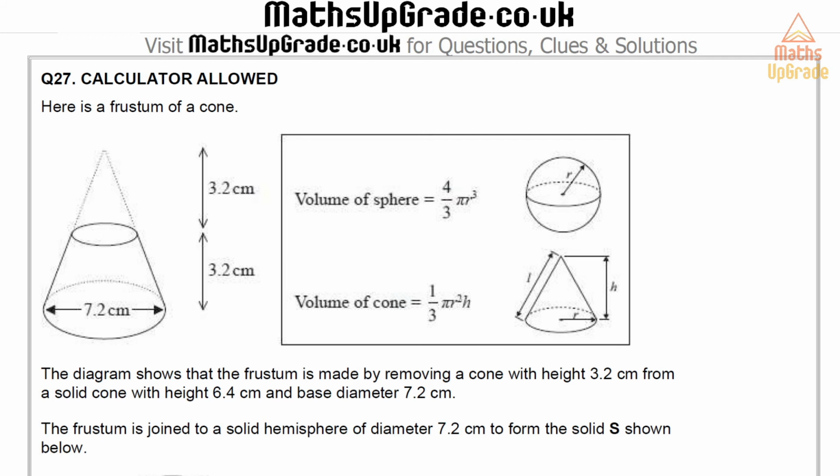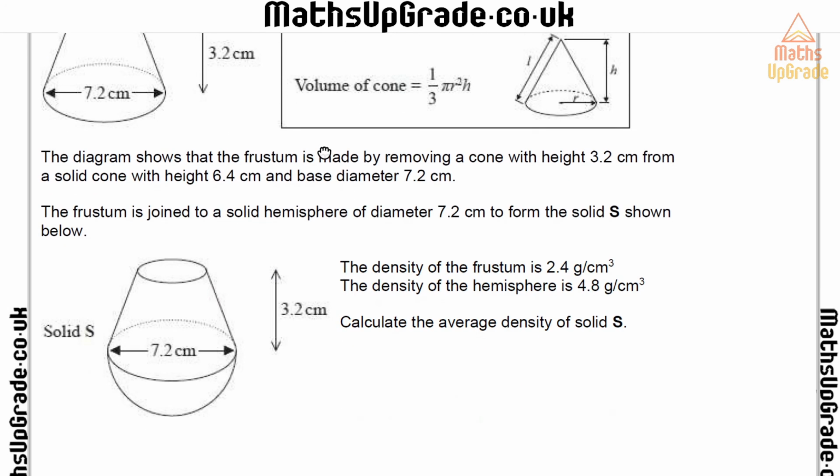Question 27. Like the previous question, this involves a frustum of a cone. So the diagram shows that a frustum is made by removing the cone with a height of 3.2 from the solid cone, which had a height of 6.4. The base diameter was 7.2 centimeters. The frustum is then joined to a solid hemisphere of diameter 7.2 to form the solid shown below. So there's a solid that's been formed there.